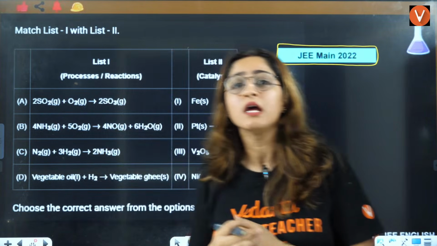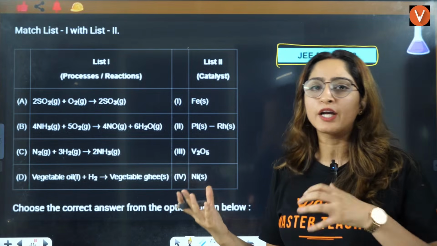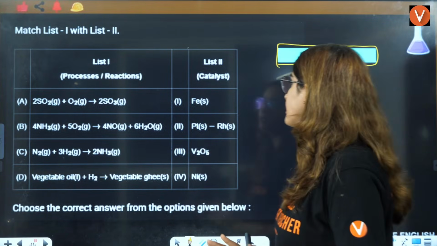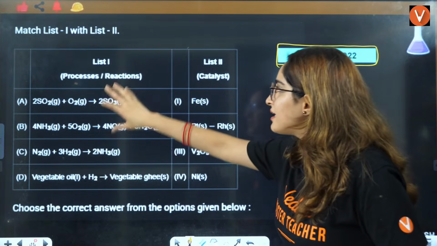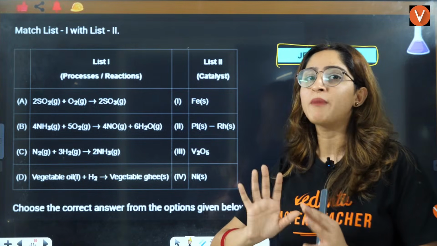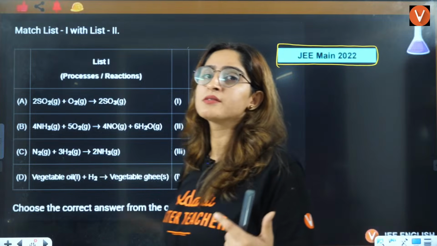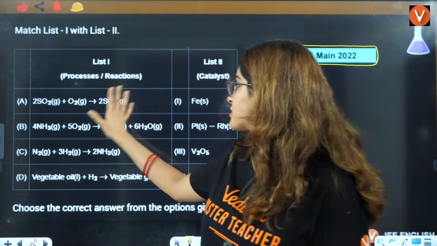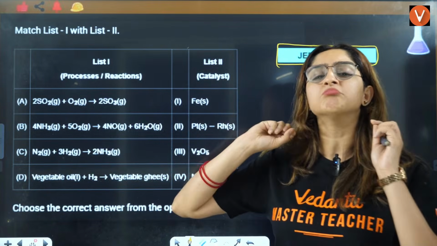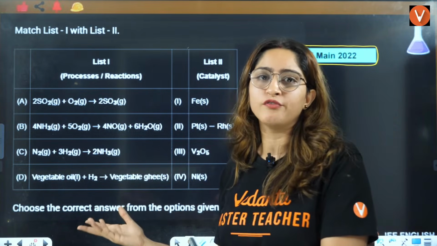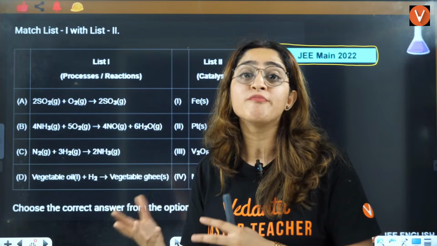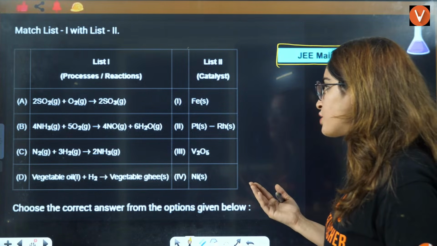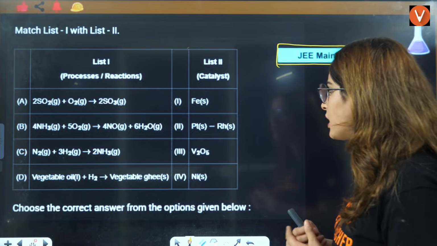That is based on the catalyst that you have in your respective reaction, okay? So if you see this here, these are the catalysts and these are the processes. You have to match the following. So on the basis of catalyst, most probably they will ask you this kind of question, and that too in the form of match the following.